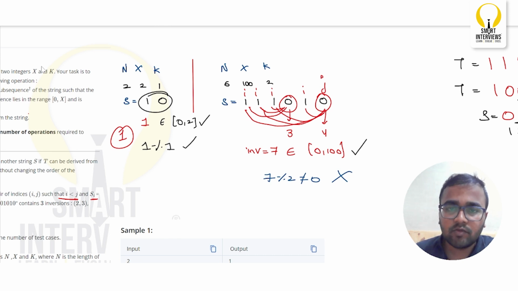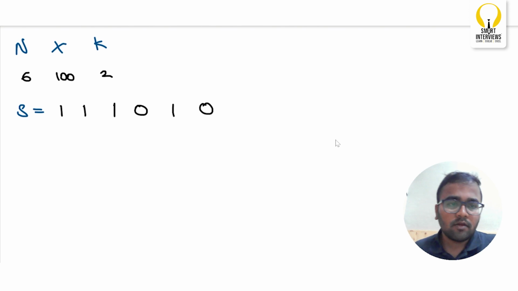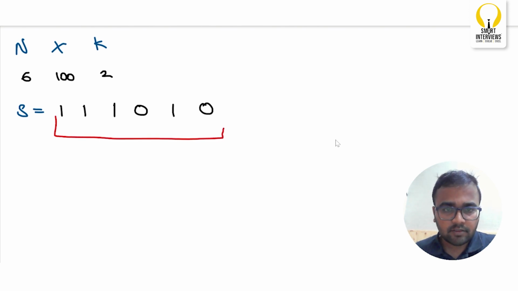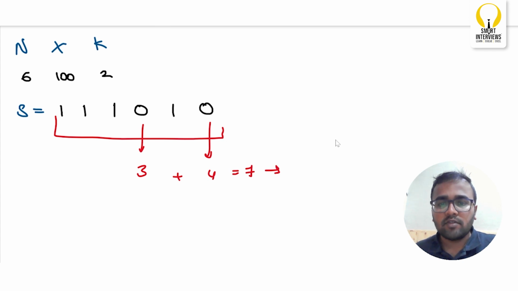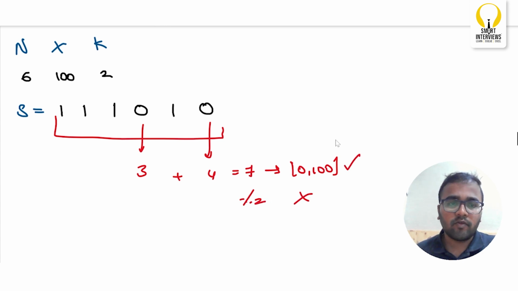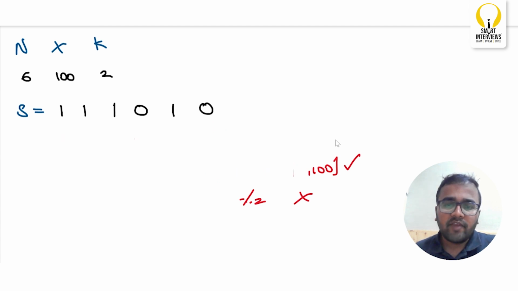Now in one operation can we remove this? It is not possible. So what are we doing? We have seen that removing the entire string in one operation is not going to work because the number of inversions are 3 with respect to this 0, 4 with respect to this 0. So total number of inversions are 7, which is obviously in the range 0 to 100, but it is not divisible by 2. So this is fine, but this is not fine. So we cannot empty the particular string in one operation.